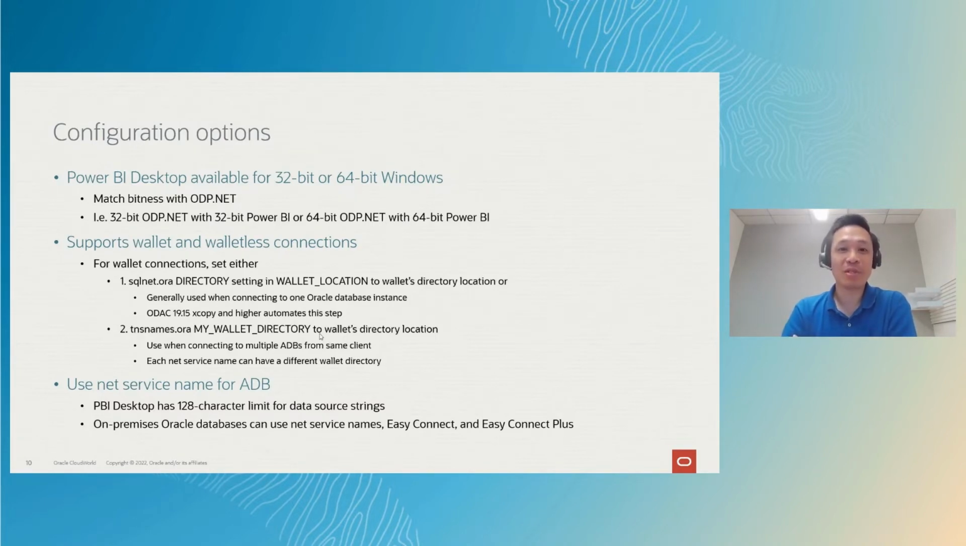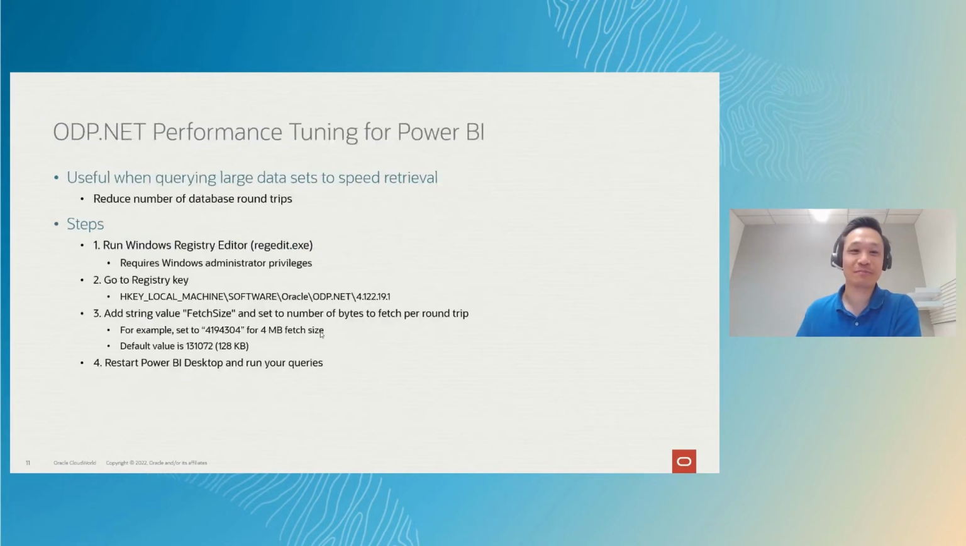But if you're connecting to an on-premise database, you do have the option of using net service names as well as the Easy Connect or Easy Connect Plus. So all of those are available to you if you are using on-premise. Easy Connect Plus, I've gotten it to work with autonomous database. You just have to choose very short names for the service names, things like that, just to avoid going over the 128 character limit. If you do that, you can get Easy Connect Plus to work if you want.